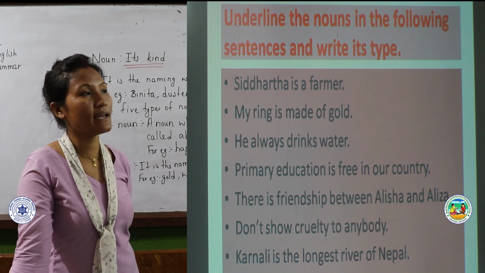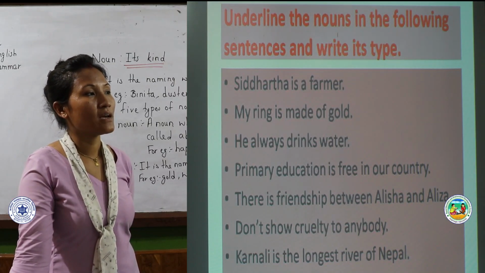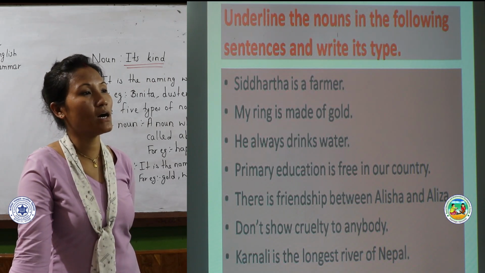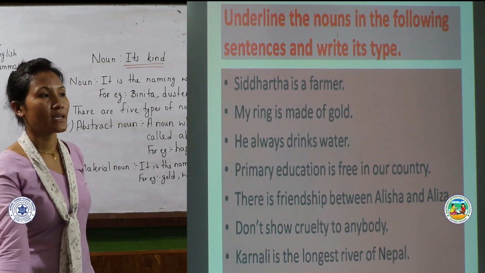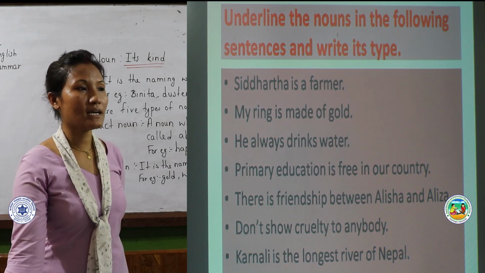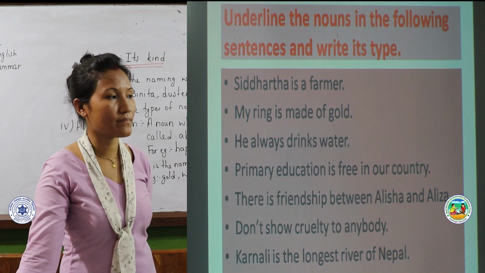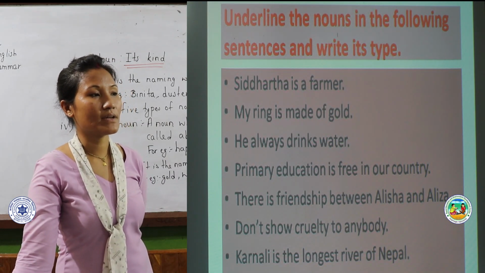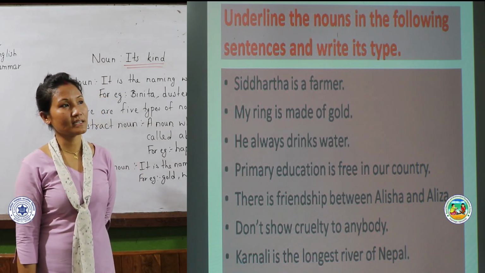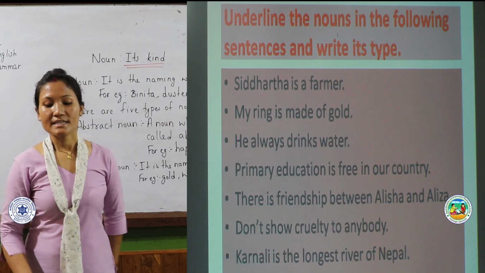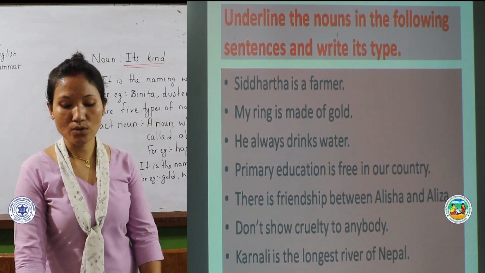Identify how many nouns are here and write their type as well. He always drinks water. Primary education is free in our country. There is a friendship between Alicia and Elijah. Don't show cruelty to anybody. Karnali is the longest river of Nepal. Once again, at first underline the nouns and then write their type. Okay, this is your assignment. Hope you have written this in your notebook.